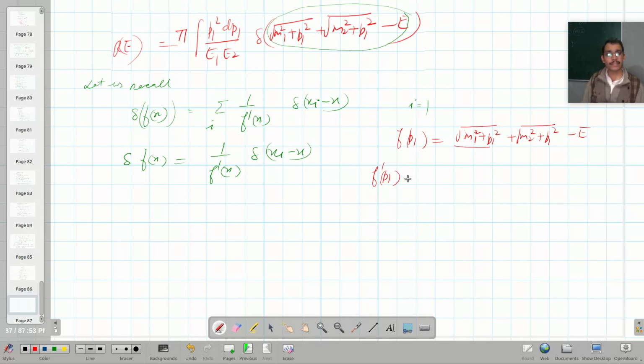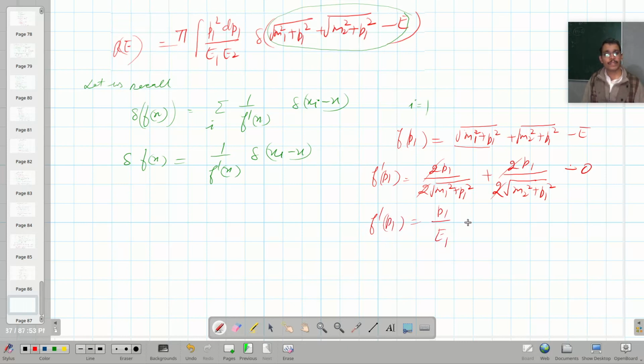The derivative of the first term will be twice p1 over 2 times square root of m1 square plus p1 square. Similarly, the derivative of the second term will be twice p1 divided by 2 times square root of m2 square plus p1 square, and the derivative of e will be 0. But these are e1 and e2, and the 2 will cancel out. So f prime of p1 can be written as p1 over e1 plus p2 over e2.